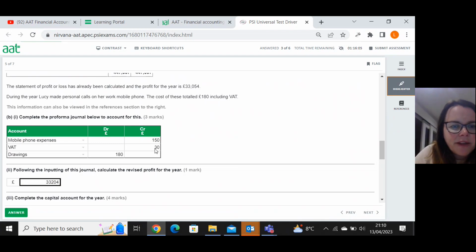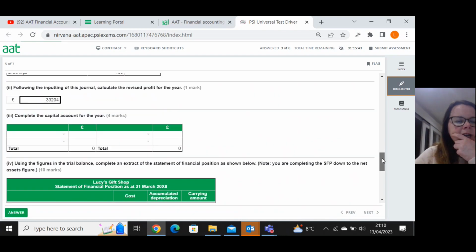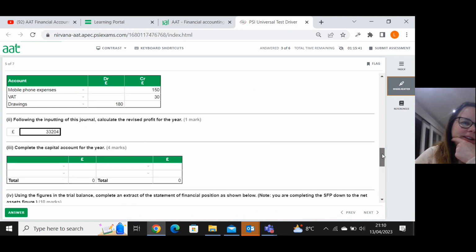Now, I don't have to do anything about the VAT and the drawings because, of course, they are not income or expenses accounts, so they are not going to affect my profit figure. Then we have complete the capital account for the year. So what's going on with the capital account?